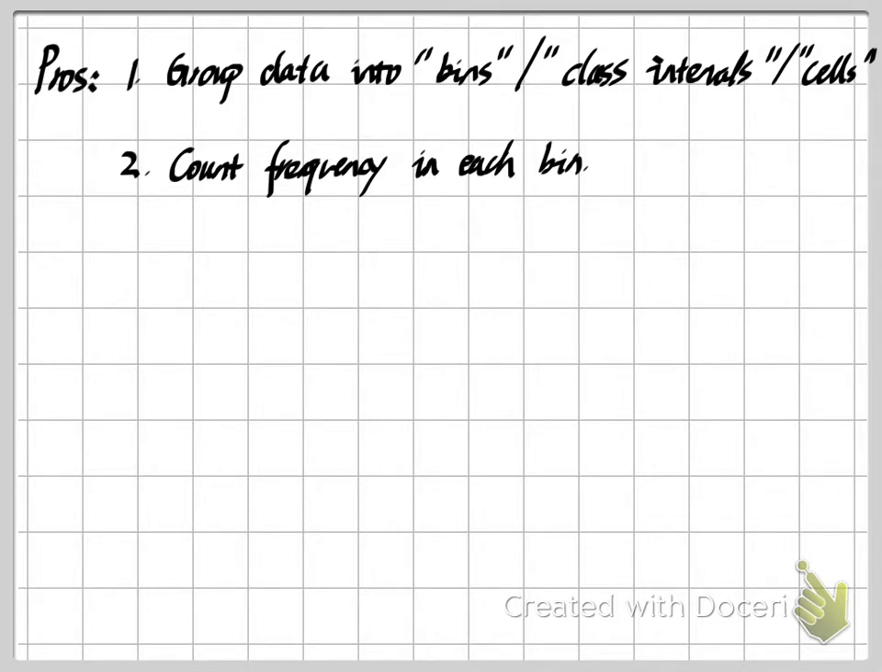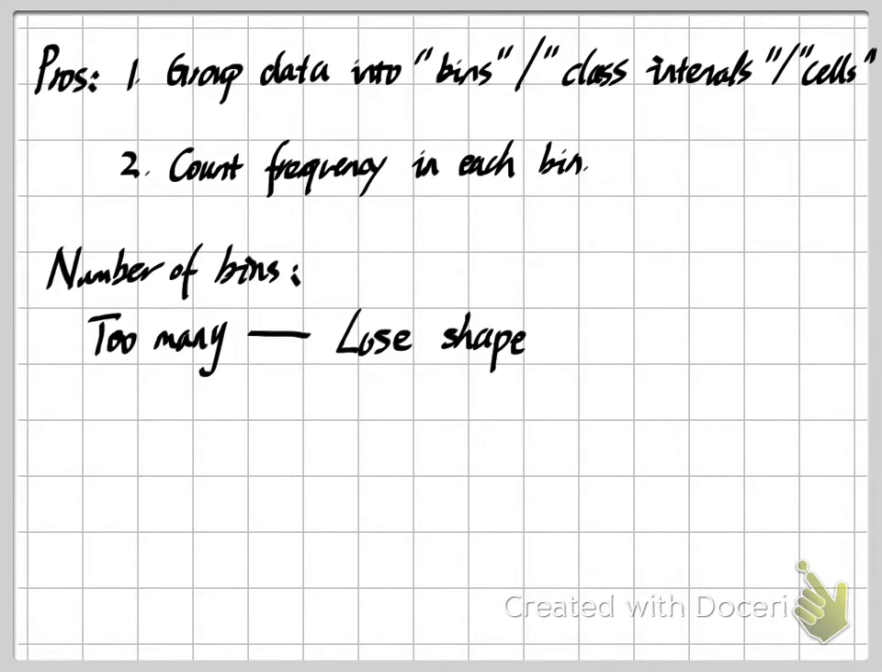So then, how many bins should we choose? This is an important question. If we have too many bins, then this will make the shape of the graph not look very clear. For example, if we have 10 numbers and 10 bins, then for each of the bins there is only one number here. So of course, they won't give us any information about the shape of the frequency.